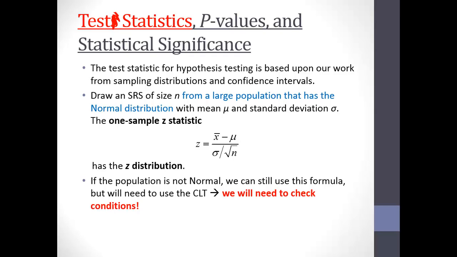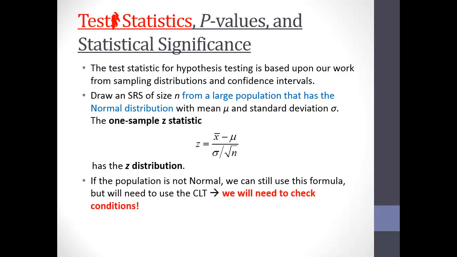So for this chapter, what are we actually going to use for our test statistic, and how are we going to actually find what these things are? Our test statistic in this chapter is based on what we've talked about in the previous few chapters. So this should feel a little bit familiar, going back to chapter 14 and also sampling distributions.